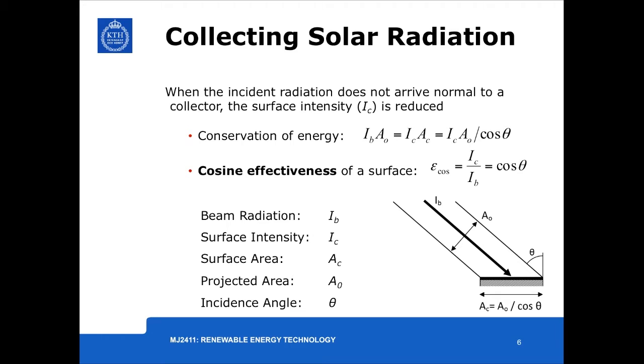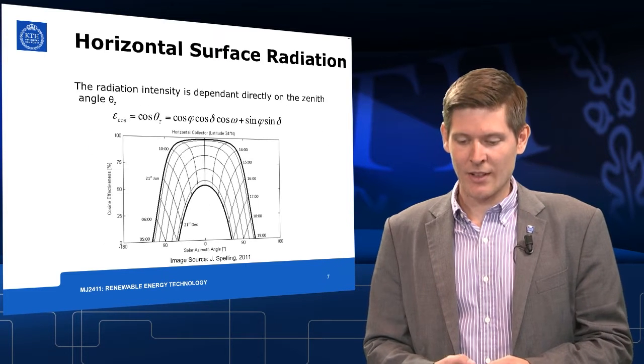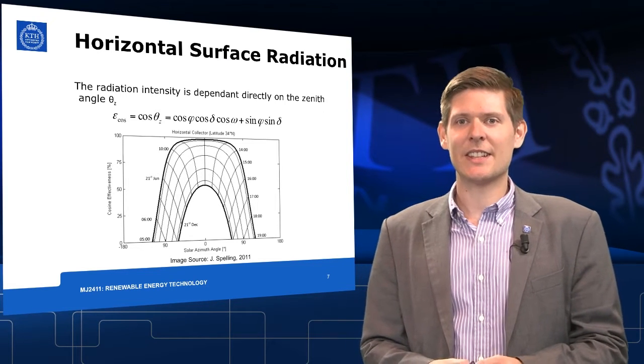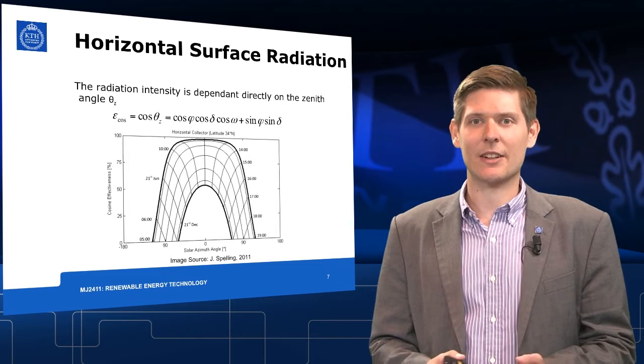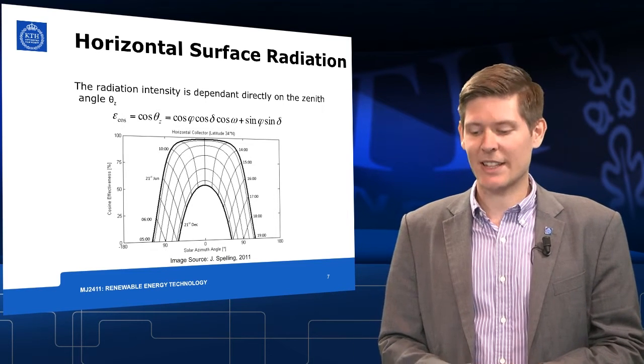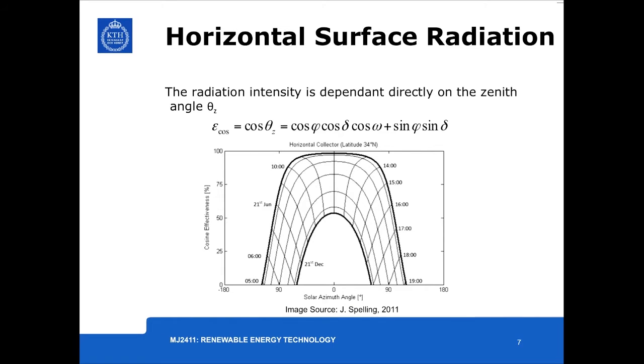The effect that the surface intensity IC decreases compared to the beam radiation IB, depending on the incidence angle, is described by the so-called cosine effectiveness. For the simple example of a horizontal surface, the incidence angle is equal to the zenith angle. We already know that the zenith angle depends on the latitude, the day of the year, and also the time of the day.